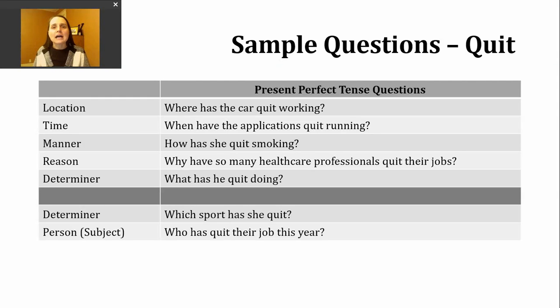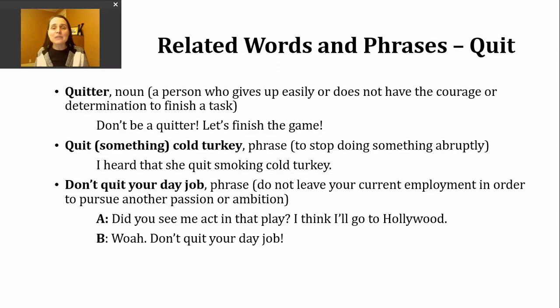The other type of question that sort of breaks our normal format are when we ask about the person or the subject who is responsible for the action. So when we use the question word who, that is our subject. There won't be another. So an example of that, who has quit their job this year? Right? So we go from has to the participle. No subject in between.